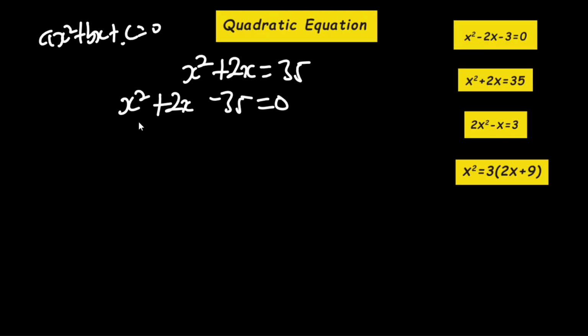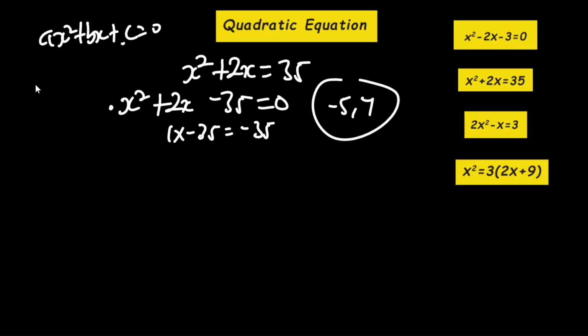Now, here we need to multiply 1 by -35. So 1 times -35 is -35. We need to find two numbers such that after we have added them, we are going to get 2, but after multiplying, we are going to get -35. And those two numbers are -5 and 7. So these two factors, -5 times 7 is -35. -5 plus 7 is +2. So we are replacing these two over here with -5 and 7.